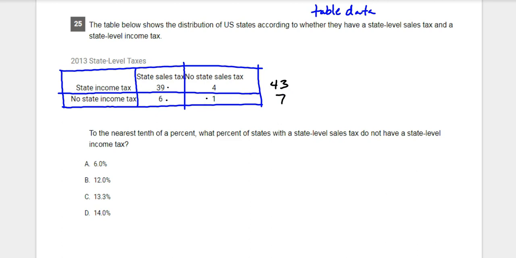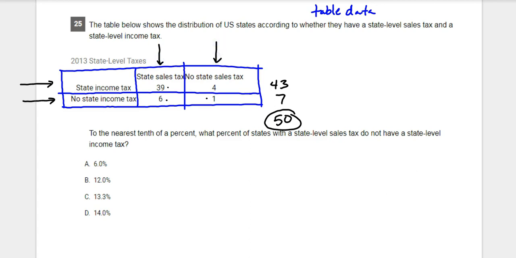So most states do have an income tax, some don't. So that adds up to 43 plus 7 adds up to, hey, all 50 states, which is what's supposed to happen here. So I was adding horizontally. I was adding rows to get those numbers on the side. Now I'm going to add columns, and I'm going to focus on these headings.